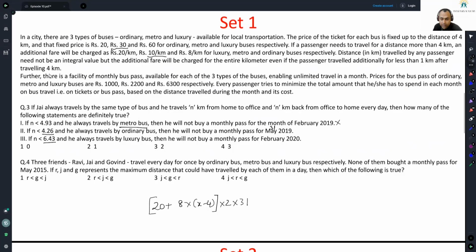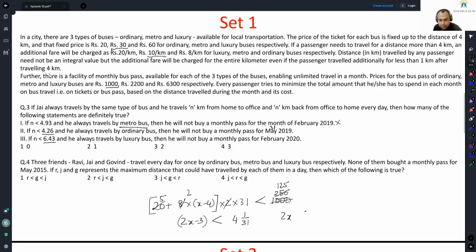Okay. So this has to be less than equal to 1000. Monthly bus pass for ordinary was 1000. Okay. So let me cancel it off by 4. So 250 and 2 and 5. 2x minus 8. So 2x minus 3. 2 gone, 125. 125 by 31 has to be less than 4 whole 1 by 31. It seems right. No problem so far.